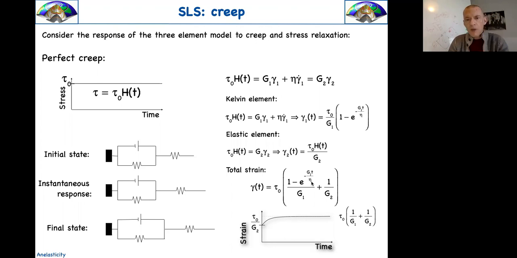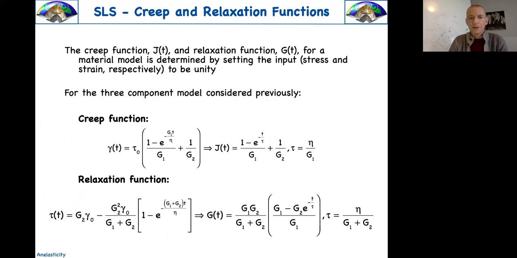Okay. Main message for the second part of the lecture: if we want to define in general the ratio between stress and the general viscoelastic moduli, which we can call the creep function, we can rearrange it and we get this. And we have a time that is related to the viscosity over G1, and it's averaging the effect of G2 and G1.